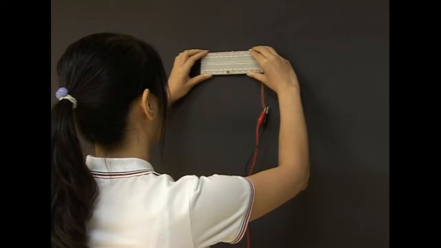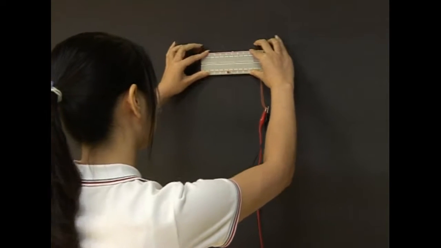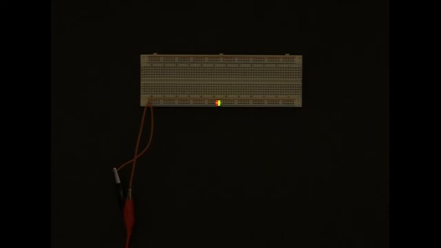Now mount the circuit board on a wall. Then stand back to a distance of about 1 meter from the circuit board. You should be able to distinguish the red and the green lights clearly.